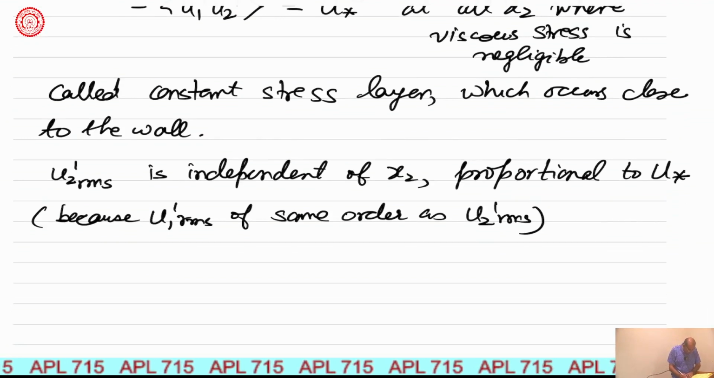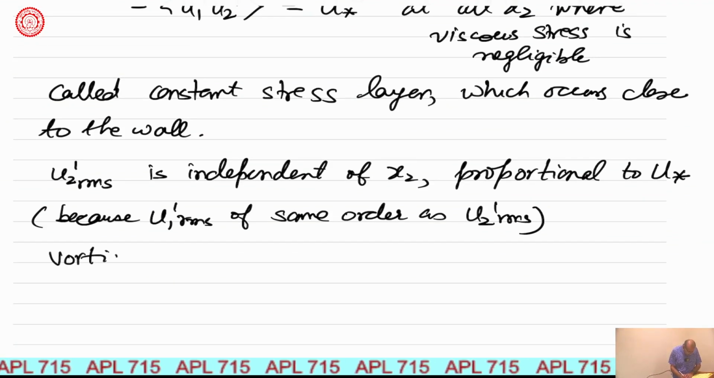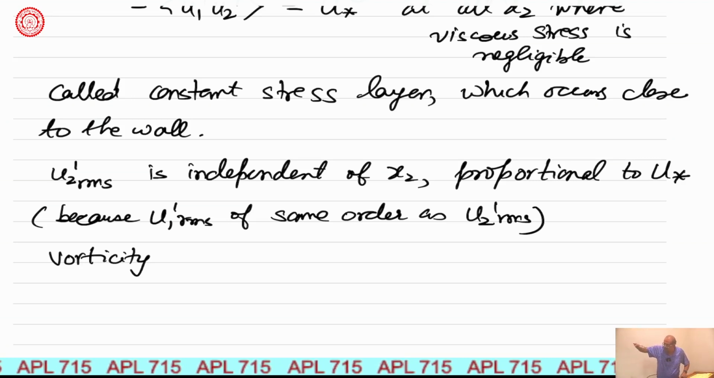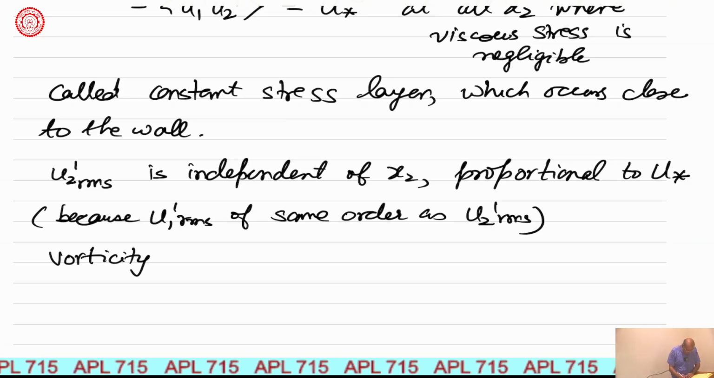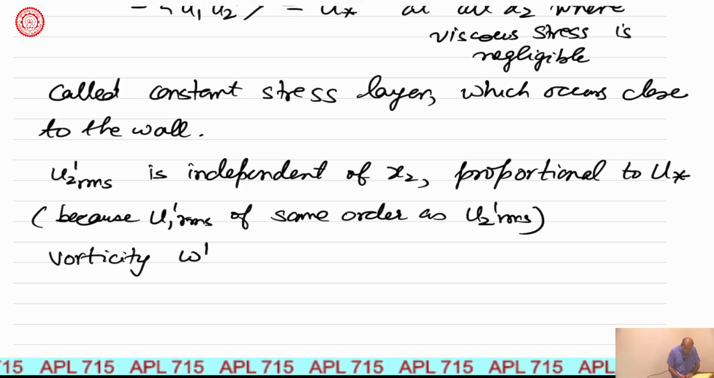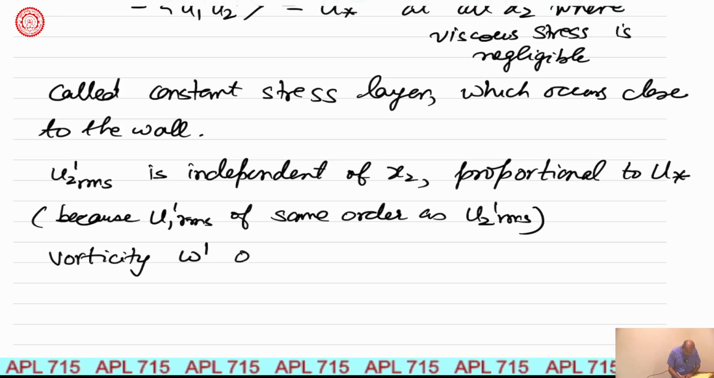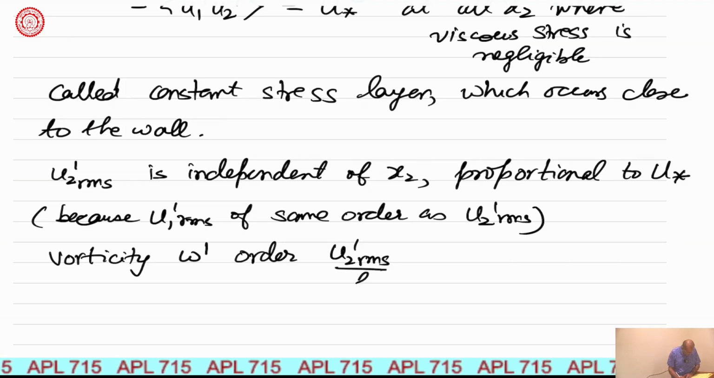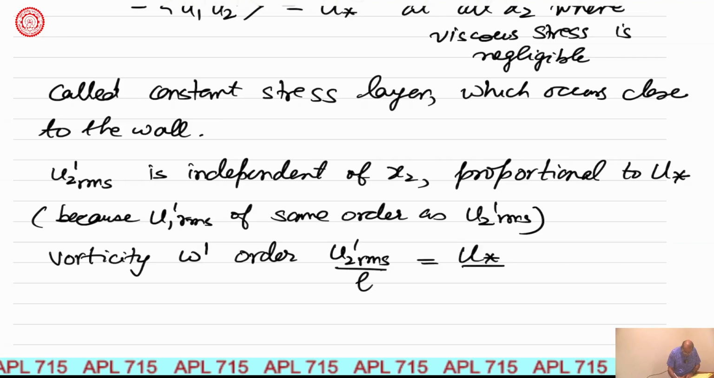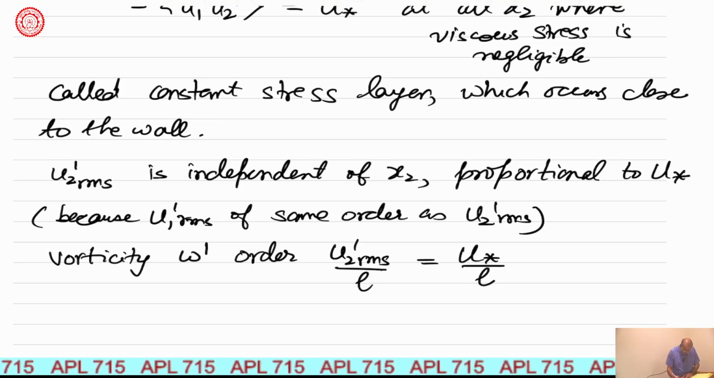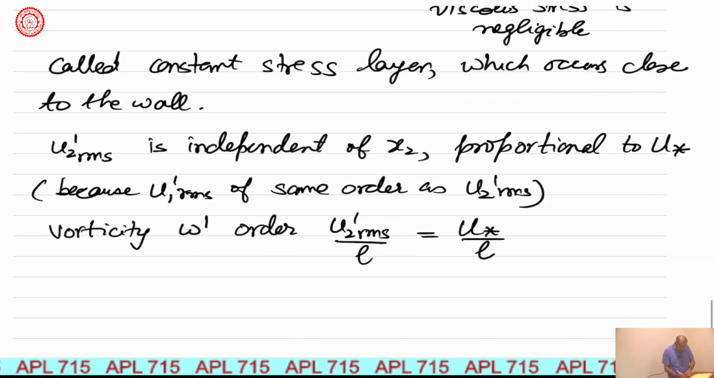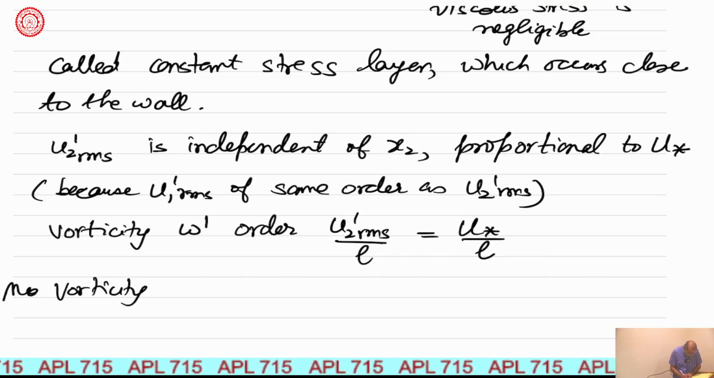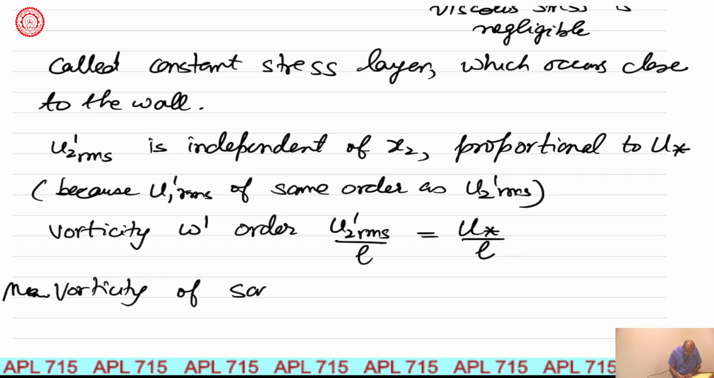So if we now look at, I'll just continue for some more time. We'll talk of the second case, the suction case in the next class, but I'll finish this case today. So if we look at the vorticity omega prime, this will be of the order of u2 prime RMS upon L, and this will be u star upon L, and the mean vorticity is of the same order because the time scales are the same.